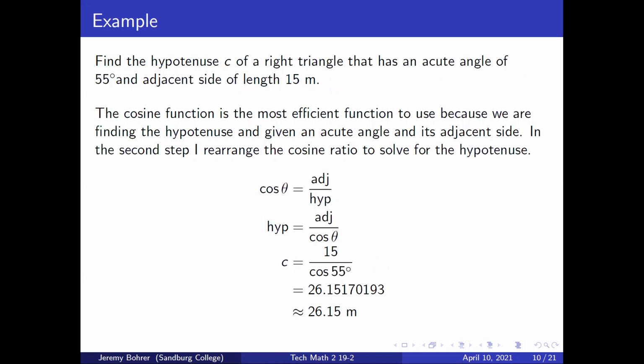Find the hypotenuse c of a right triangle that has an acute angle of 55 degrees and adjacent side of length 15 meters. The cosine function is the most efficient function to use because we are finding the hypotenuse and given an acute angle and its adjacent side. In the second step, I rearrange the cosine ratio to solve for the hypotenuse. I'll do that a lot. So cosine theta is equal to adjacent over hypotenuse, which means that the hypotenuse is equal to the adjacent side over the cosine of theta. So c equals 15 over cosine of 55 degrees, which is 26.15170193, or about 26.15 meters.